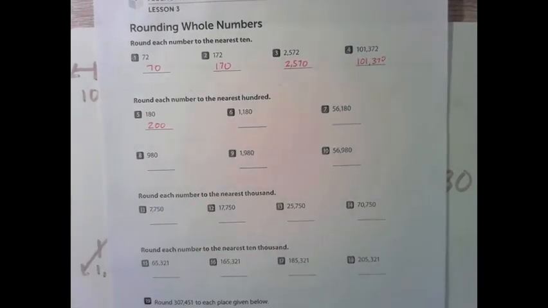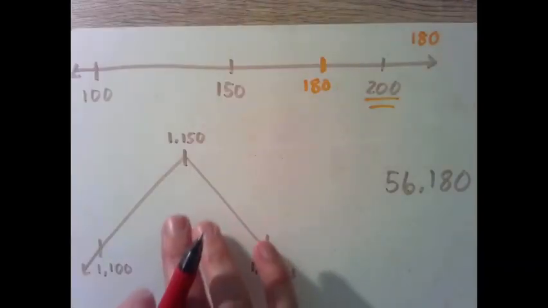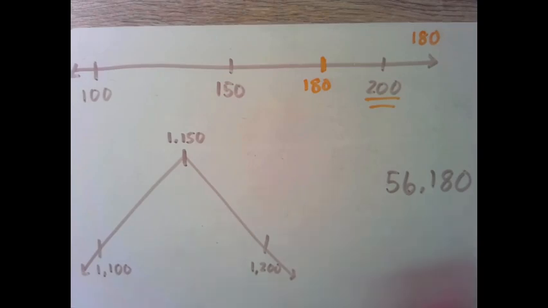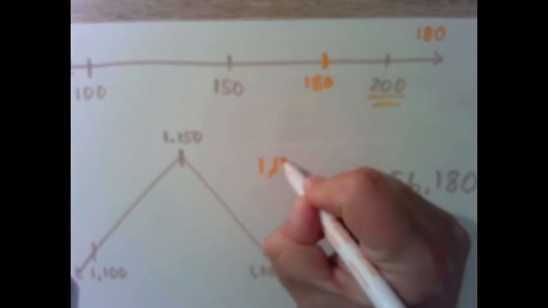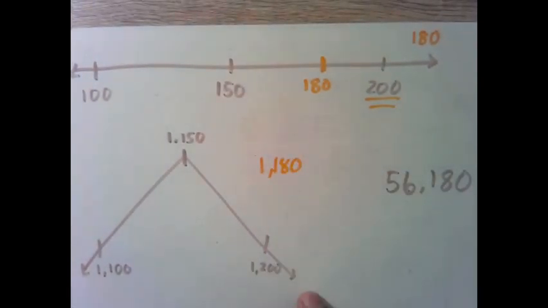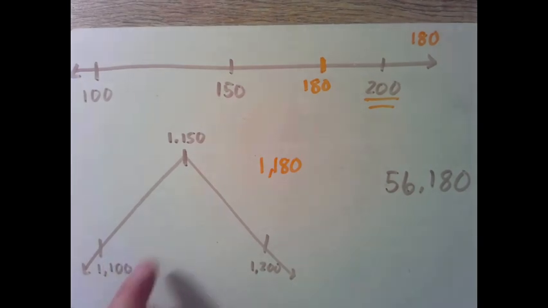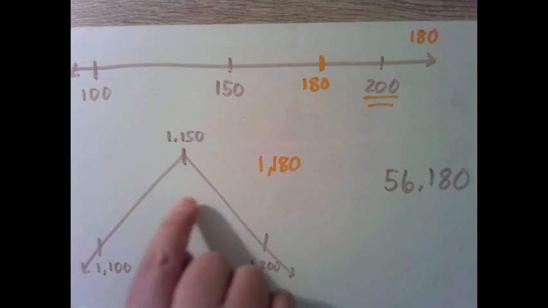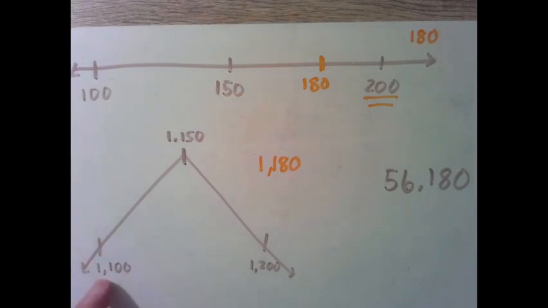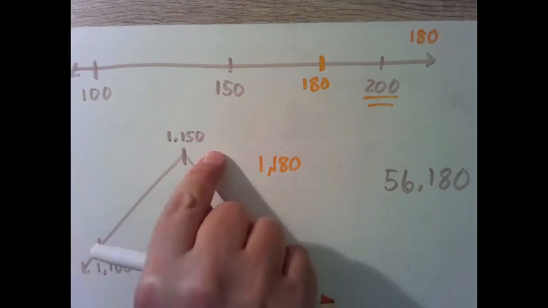All right, number 6 is we're taking the number 1,180. And again, we're rounding that to the nearest 100. Okay, so for this one, I drew a mountain. Again, the nearest hundreds are 1,100 and 1,200. So in between 1,100 and 1,200 is 1,150.